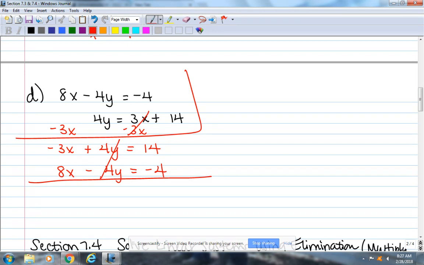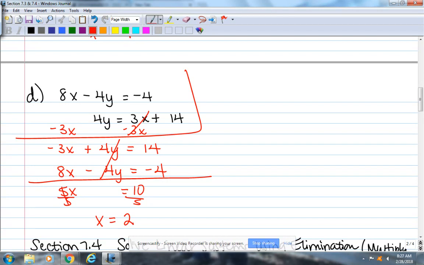So what is negative 3x plus 8x? 5x equals, what's 14 minus 4? 10. So how do I solve for x? And what do we get? X equals 2.